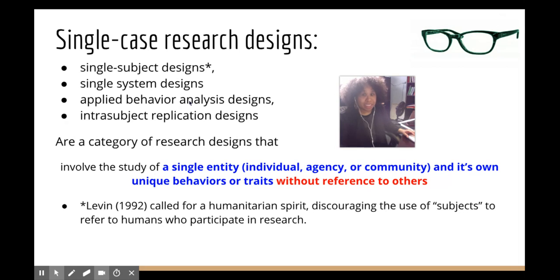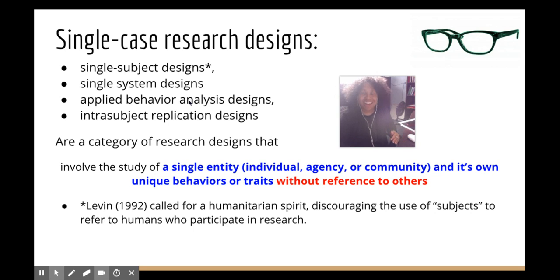Okay, a single entity, but a single entity does not necessarily mean a person. A single entity can be an individual, an agency, a community, a company, a school, a group. Those are all entities. An entity is just a body. So you define what that body is. And that's another great reason why this is such a wonderful research design framework. Single subject designs or single case designs refer to a single entity and its own unique behaviors or traits without reference to others. Now that's critical.